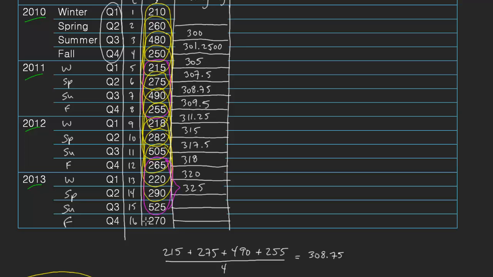Now you'll notice that there's only one number down here that I haven't used yet, so I've got one more opportunity to do a moving average. So again, let's do this in a slightly different color. There's my last group of 4. When I take the average of 220, 290, 525, and 270, I get 326.25. Now there's nothing else down here for me, so I have to stop.